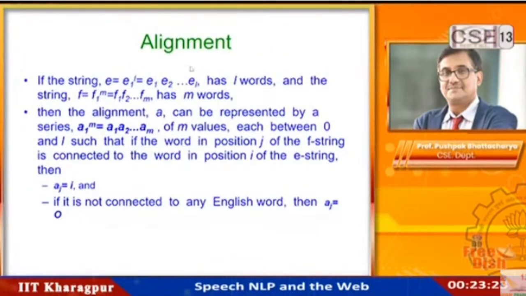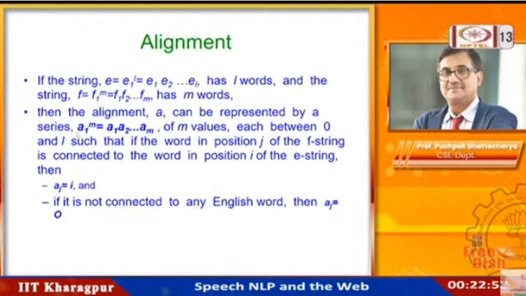Now, alignment is our E1 to L. Notice the notation: 1 is the lower right suffix, L is the upper right suffix. So E1, E2 up to EL is notated as E1L. And the string F equal to F1 to M has M words. So the French string F has M words.